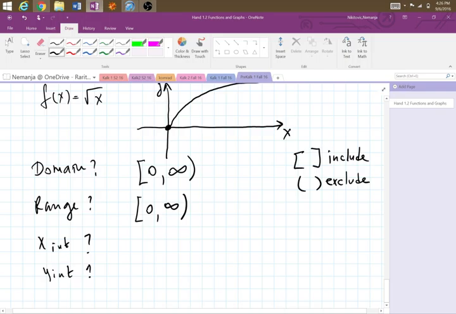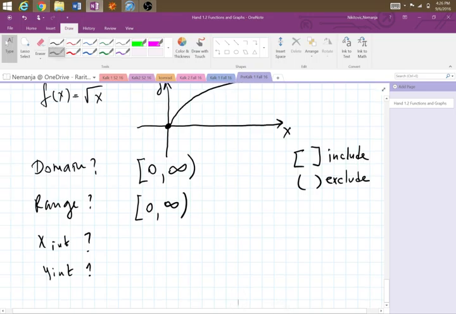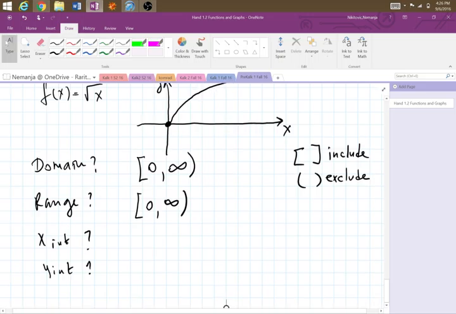X-intercept, well, that should be very straightforward. What is the point on the x-axis that the line cuts through? 0, 0. I have to reconnect the pen. So 0, 0. And the same for the y-intercept. Again, 0, 0. If you have 0, 0 as the x-intercept, you must have it as the y-intercept, because it's the only place where the x- and y-intercepts coincide.